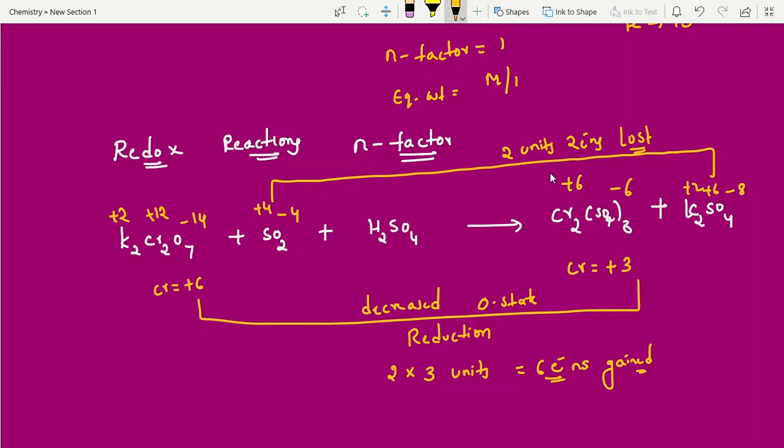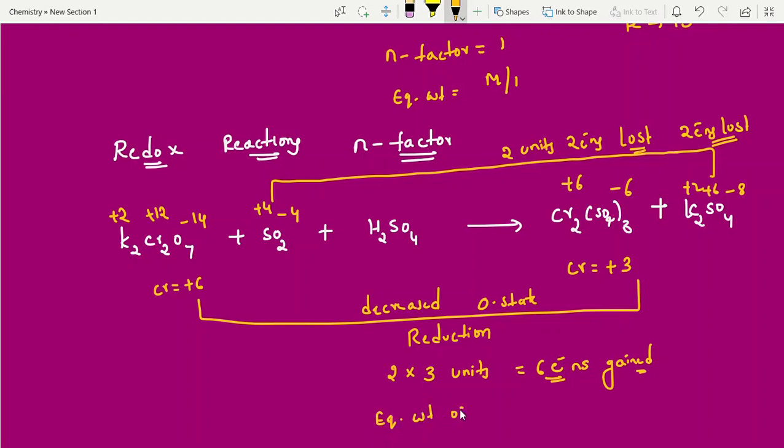Clear explanation I had given in the part 3 video. Students, please go through that. That's it, students. Now, what is the n factor here? Total change: only 1 sulfur here, also 1 sulfur, totally 2. Total change is 2, 2 electrons lost. Already we have written, no? Your n factor equals, can you write? Separately we have to write.